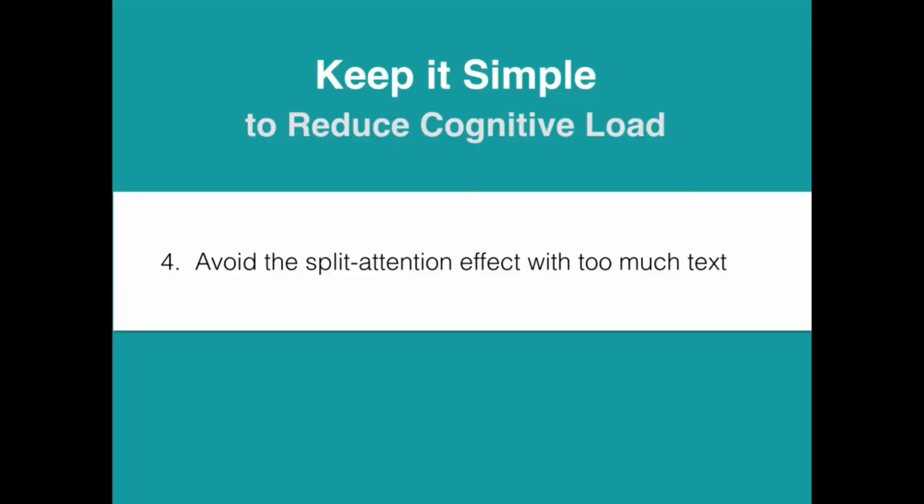So our fourth tip is to avoid the split attention effect with too much text, because it is usually text that gets us into trouble. Too much text doesn't just interfere with what we are hearing, it can also interfere with other visual information.